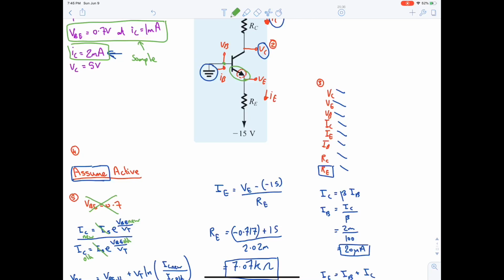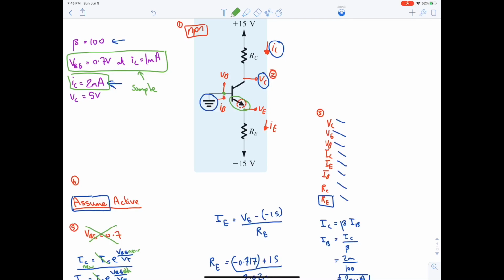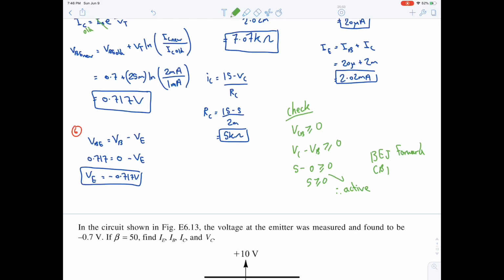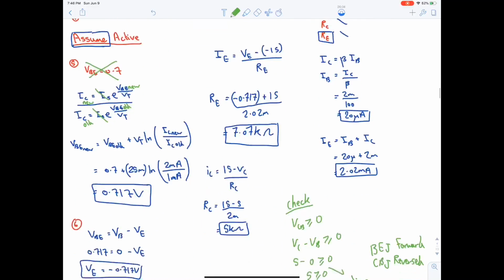Anyhow, let's continue. The junction that will be reversed is the one opposite to the arrow. So it will be this junction, which is C and B. So CBJ is reversed. And like this, we have finished analyzing a transistor question.